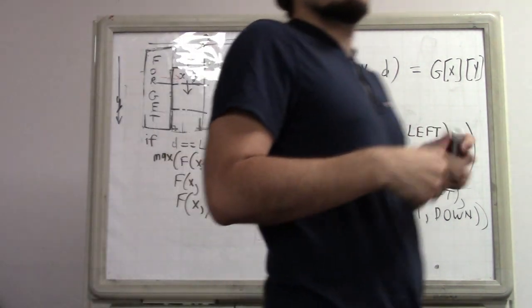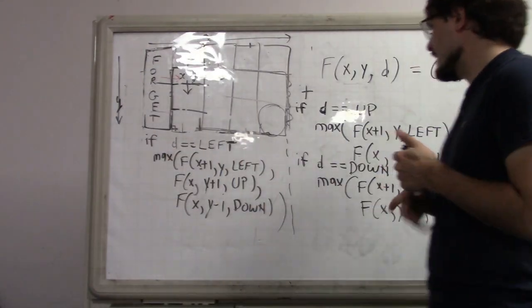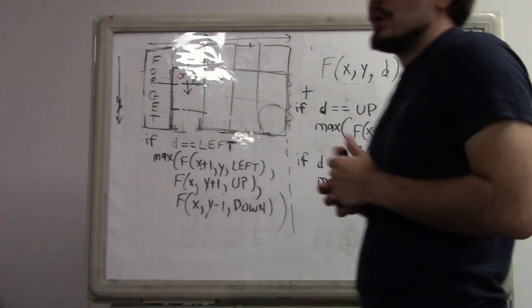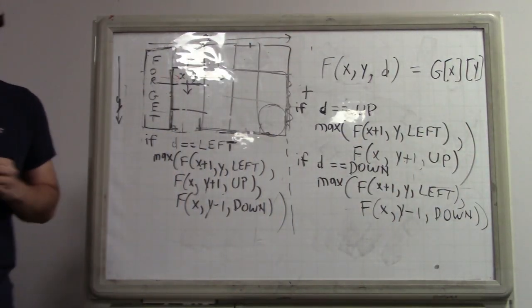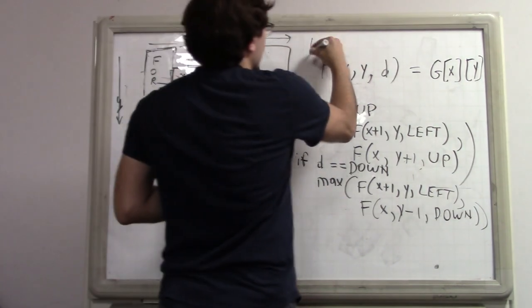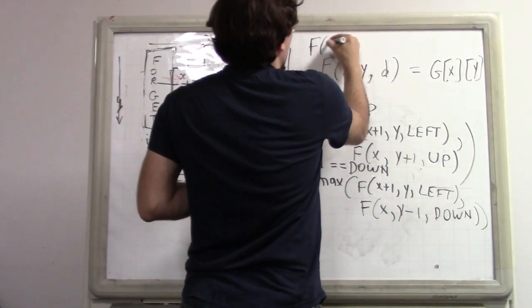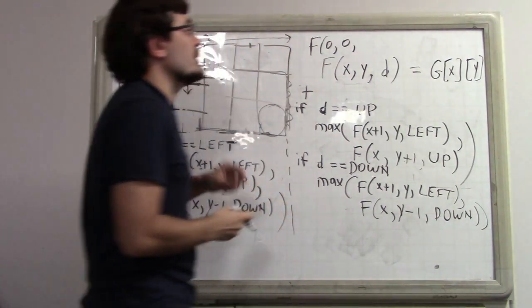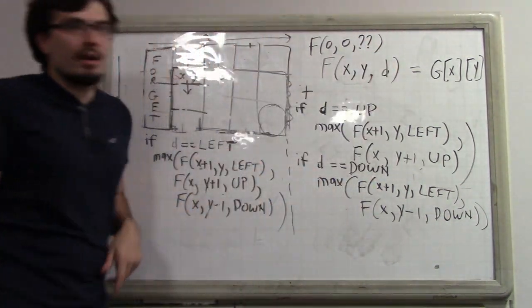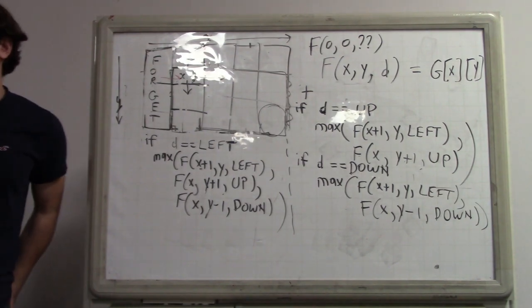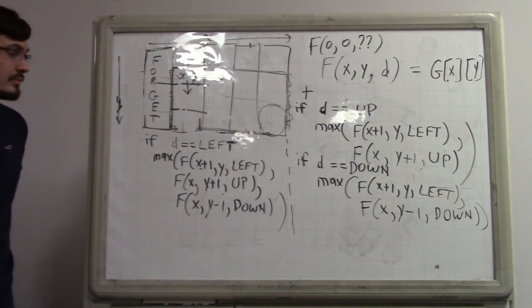Yep. What is the direction for x0, y0? That's a great question. What is the initial solution case? Clearly, we should call this with 0, 0, and then what? What do you think? Left. Left.